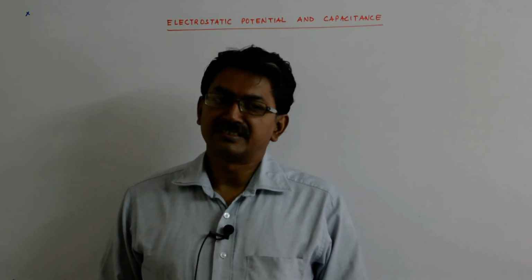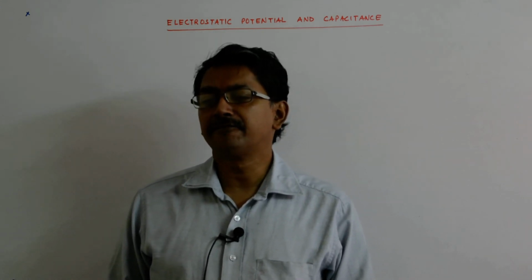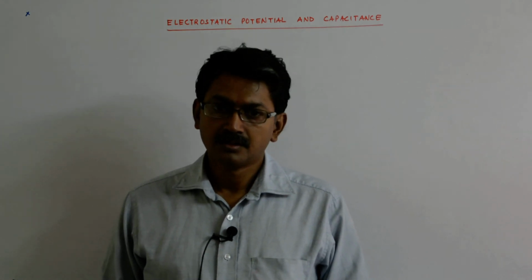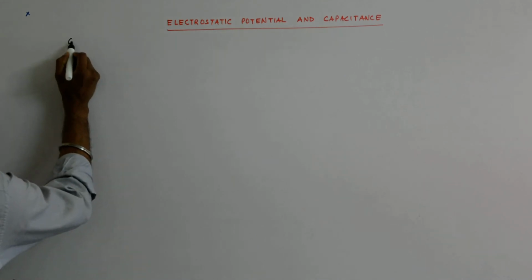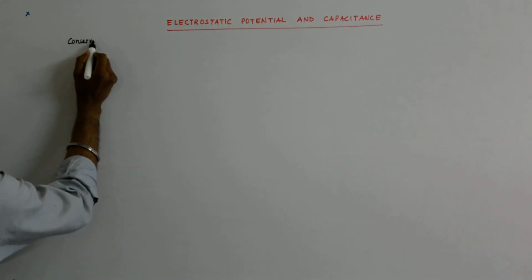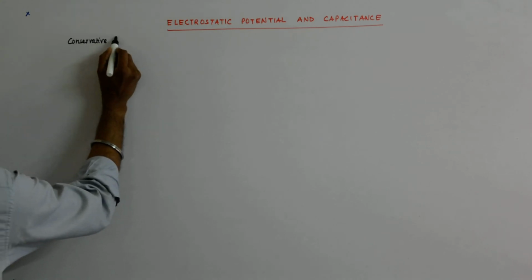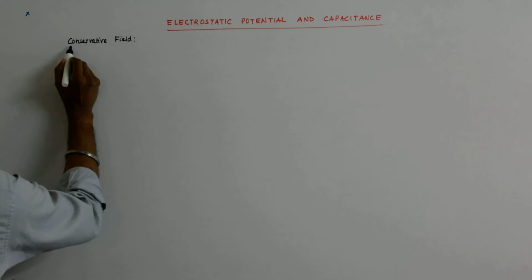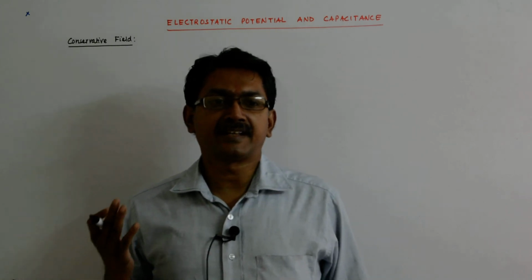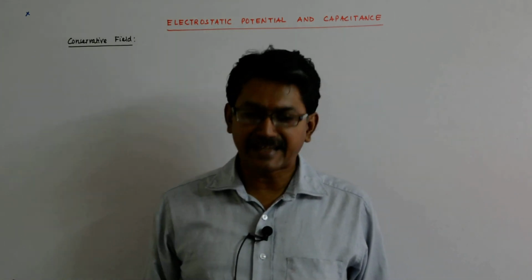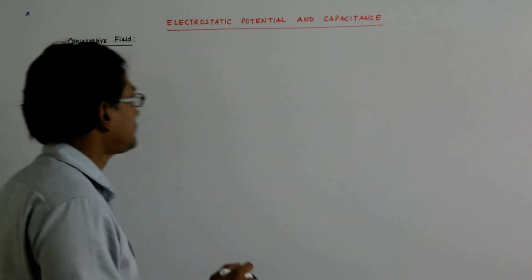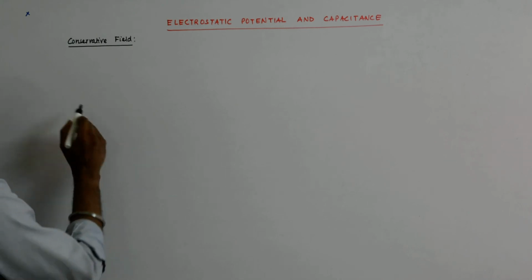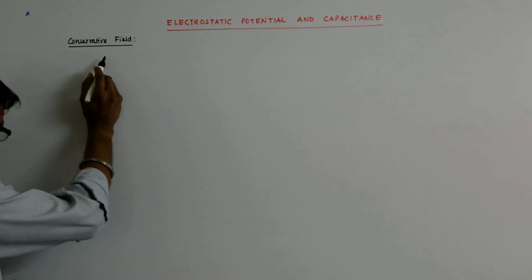The first was the concept of a conservative field. And what is a conservative field? No matter what path it takes, the work done is the same in moving from one point to another. And we had seen that gravitational field is a conservative field.